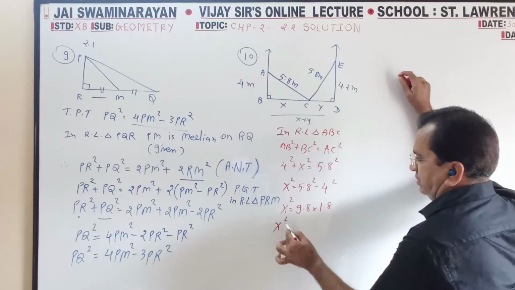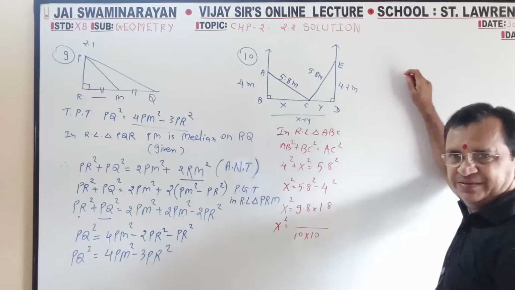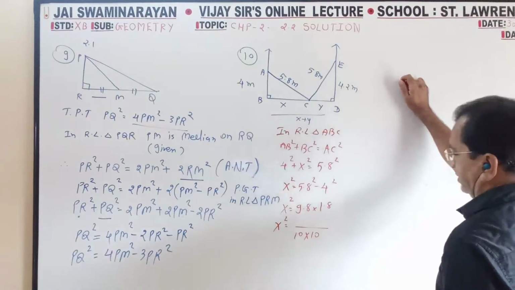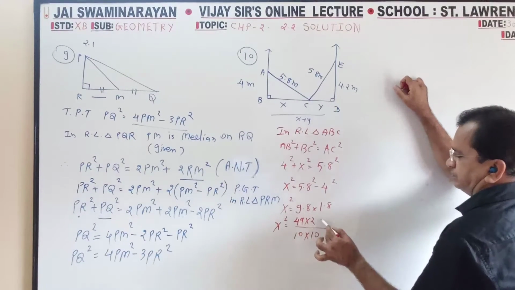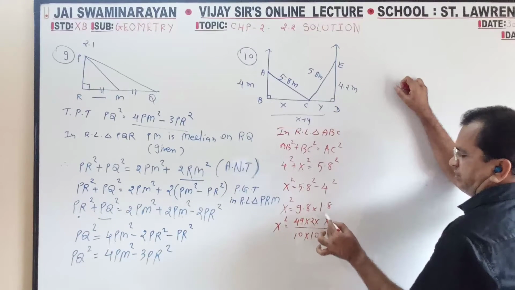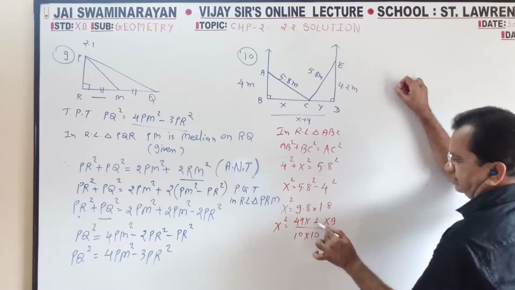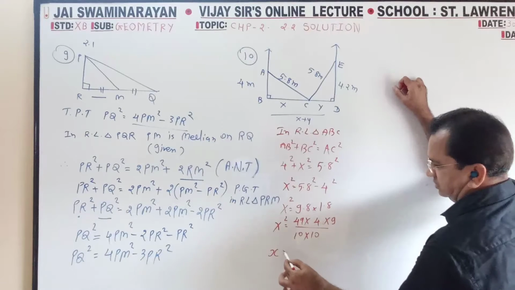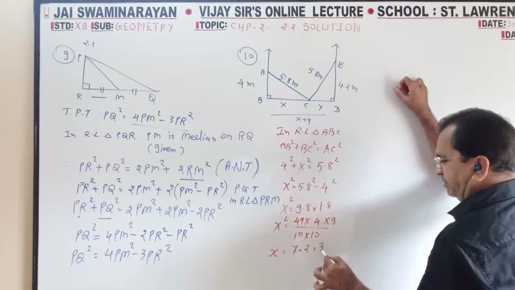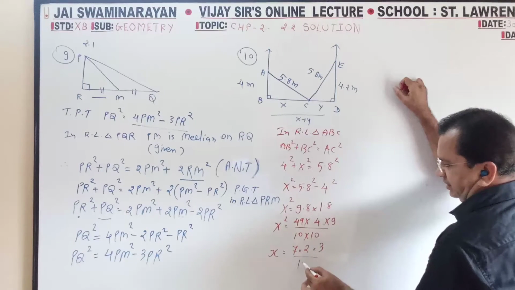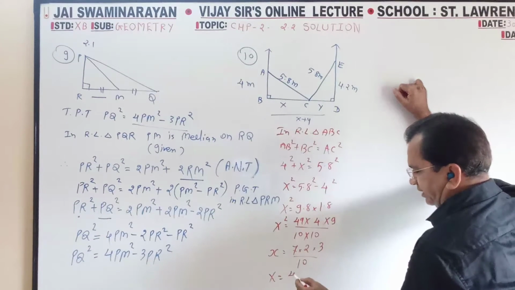Now take this 0 down, decimal 0. Now 98 you can write 49 into 2, and this you can write 2 into 9. So 2 to the 4 I am writing here. Now take square root of all the things. 49 means 7, 4 means 2, 9 means 3, 100 so 10. So x is equal to 42 by 10, means 4.2.